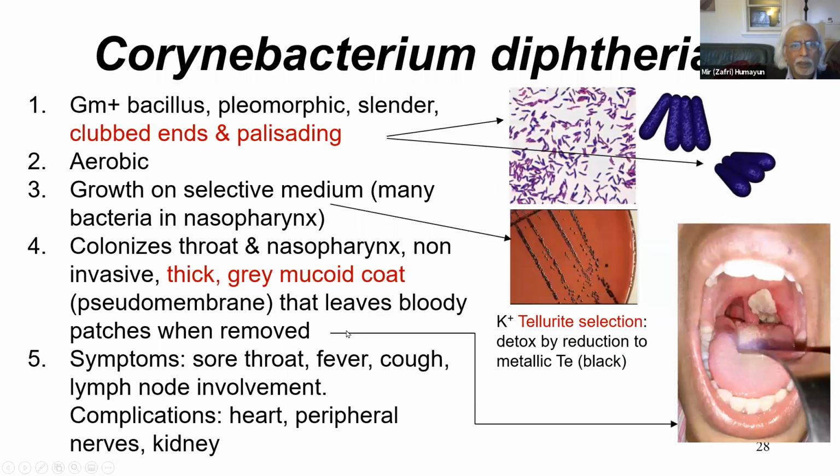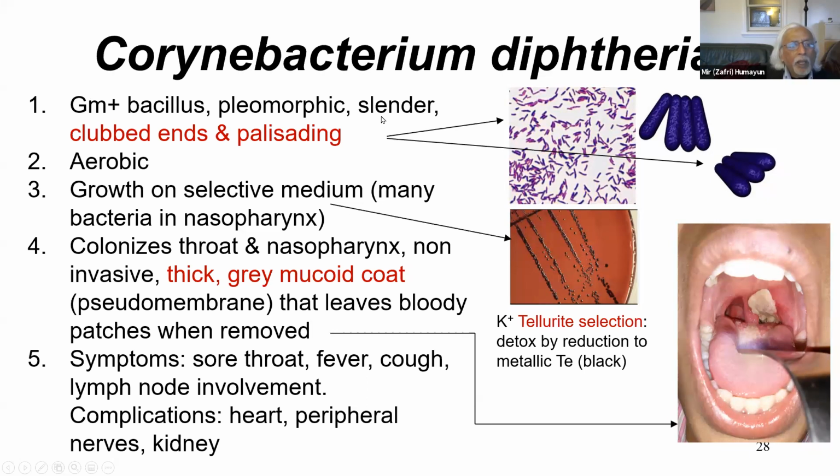Corynebacterium diphtheriae toxin is also an AB toxin. First, a few words about the bacterium. It's a gram-positive bacillus. It's pleomorphic, slender, and it has clubbed ends and palisading. Whenever I show a morphology in red, that means that I'm drawing your attention to it. Clubbed ends and palisading means stacking. These features are important about Corynebacterium. It's also aerobic. It causes, obviously, an infection of the throat and the mouth, which are oxygen-rich environments.